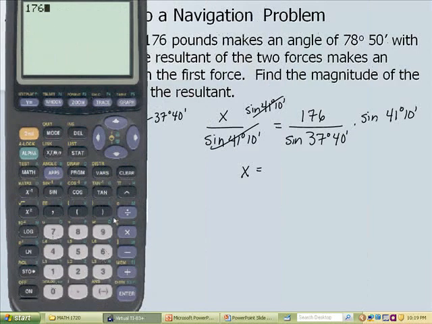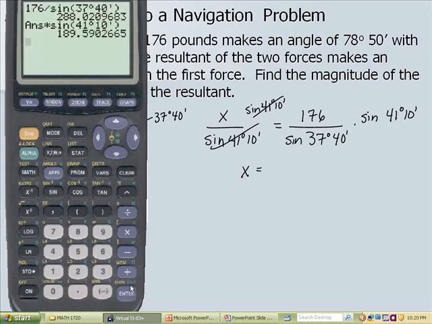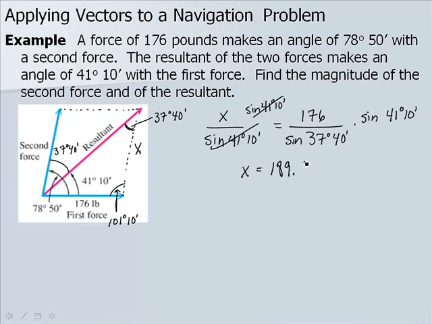So we have 176 divided by the sine of 37 degrees 40 minutes times the sine of 41 degrees 10 minutes, and we get a value of approximately 189.59 or 190 pounds.